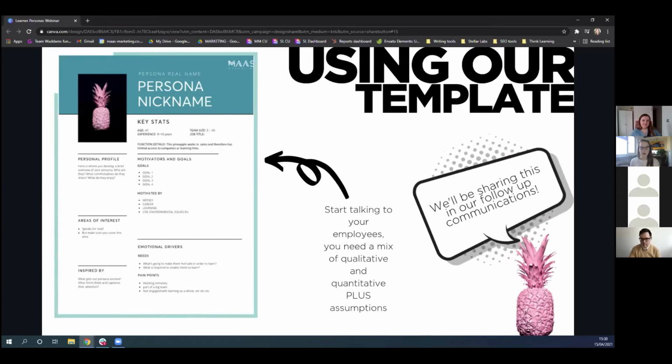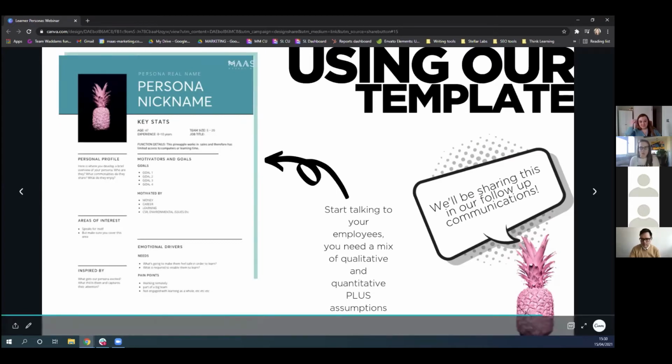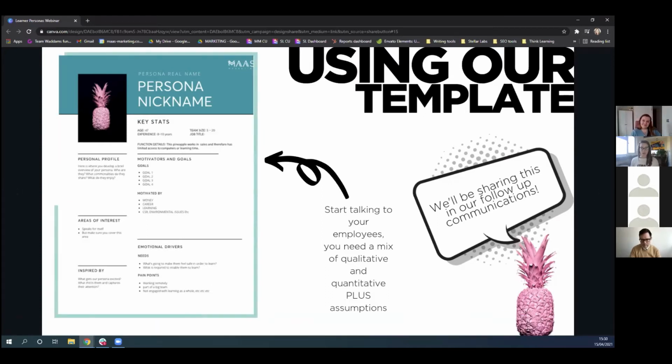But the things you want to be looking at are their goals, their motivators, but also their detractors. What are they really struggling with? What do they need from L&D? I can't remember, there was a thing I saw on LinkedIn maybe last week, and it was almost like a Maslow's hierarchy of needs, like what people need in order to be able to learn. What are they afraid of?